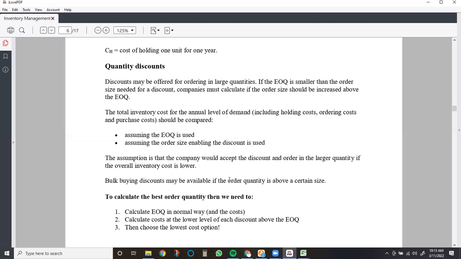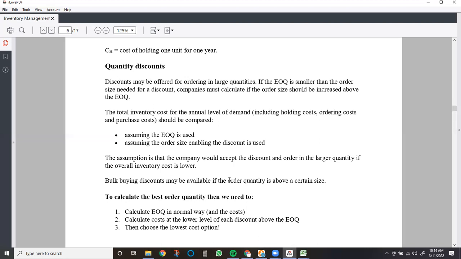Right, this is what I mentioned. Now you must include the purchase cost. Firstly, assuming the EOQ is used, then assuming the order size enabling the discount is used. So for each of those options, you'll compare the total of holding, ordering, and purchase cost. The assumption is that the company would accept the discount and order in the larger quantity if the overall inventory cost is lower. That's why we need to compare.